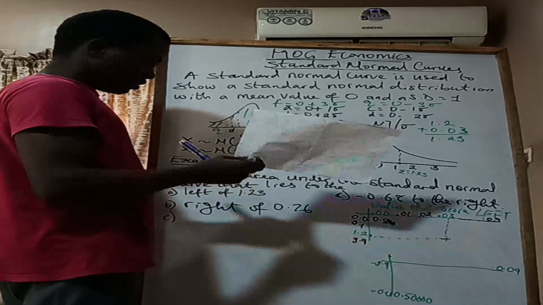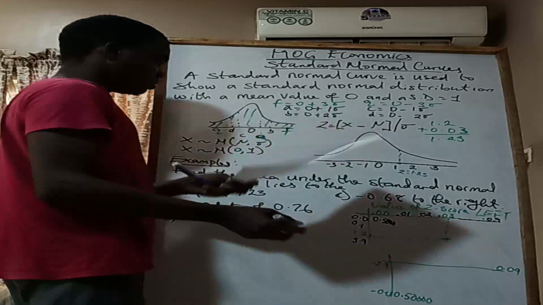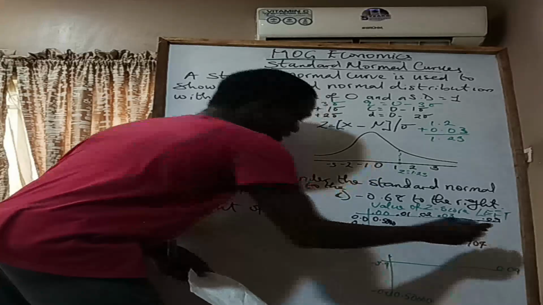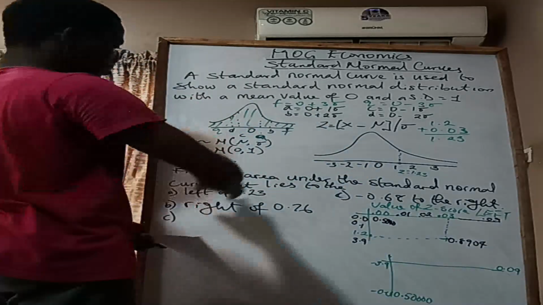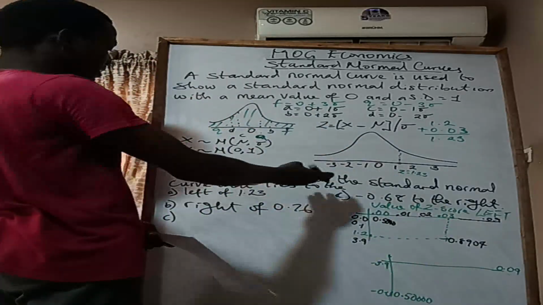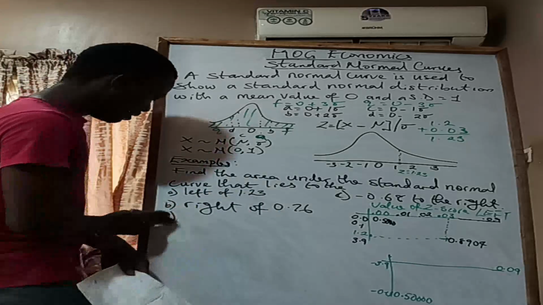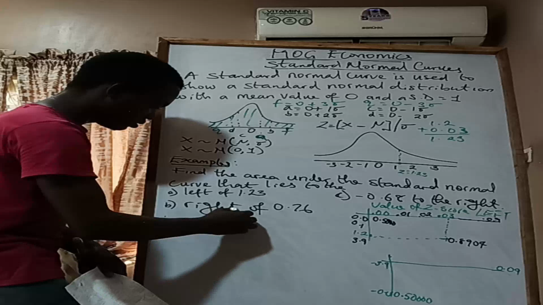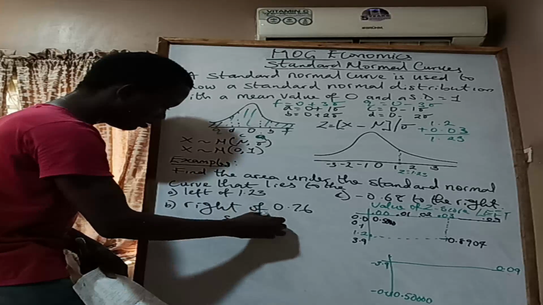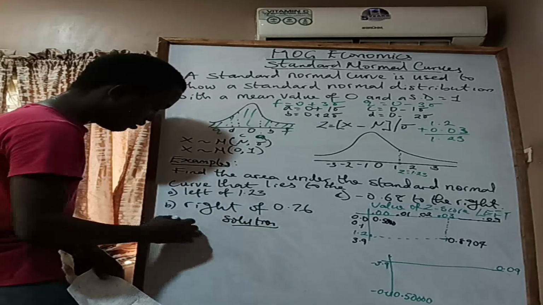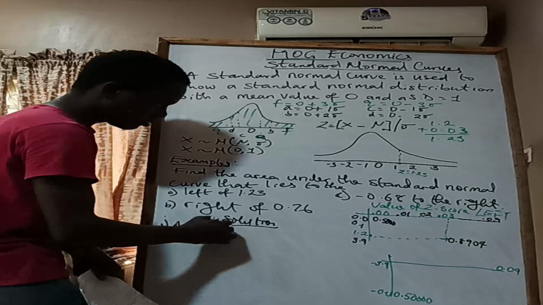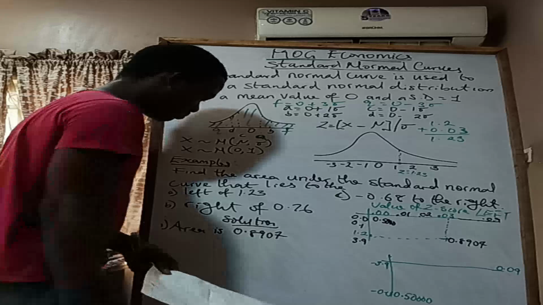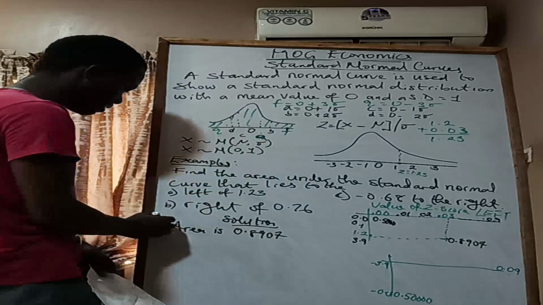So the number here is 0.8907. And then that answers the question. So the area under the standard normal curve that lies to the left of 1.23 is, solution, so the area is 0.8907. That's all. Okay, then that's A.